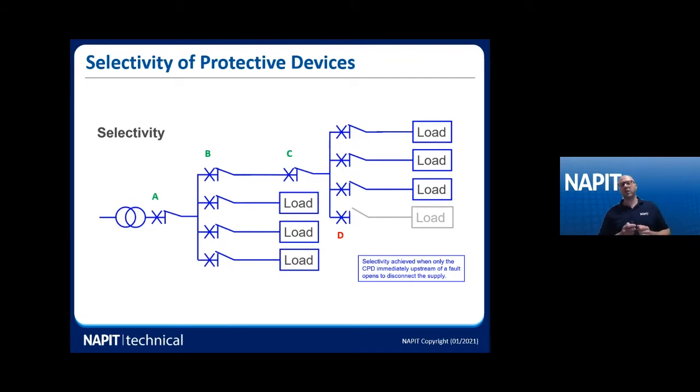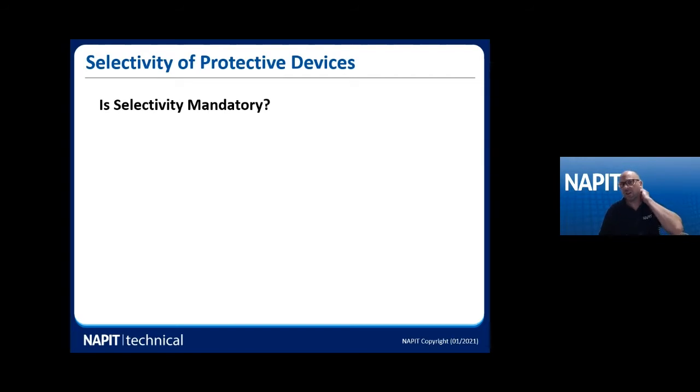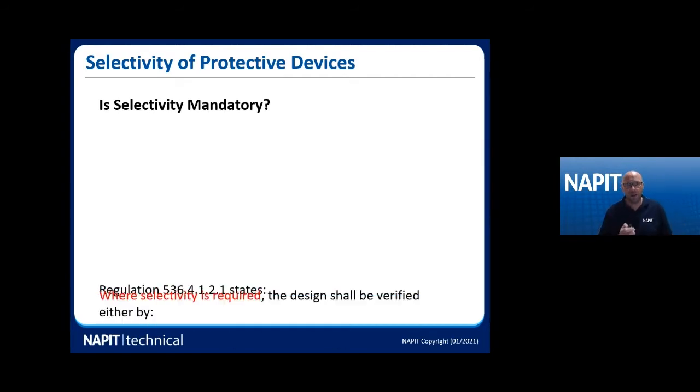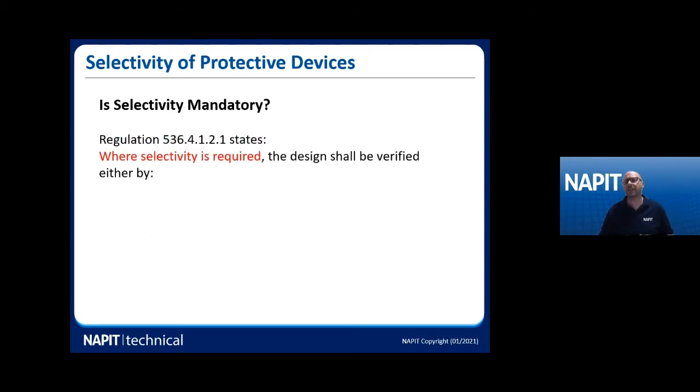Now, the big question, quite often asked, and all of the guys on this call tonight have been asked it over the years, and I certainly know I have on a number of NAPIT forums and panels that I've sat on, is: is selectivity mandatory? In other words, do we have to do it? And the answer is no. Regulation 536.4.1.2 states that where selectivity is required, and then it gives us some things we have to do, but let's just leave it on that a minute: where selectivity is required.